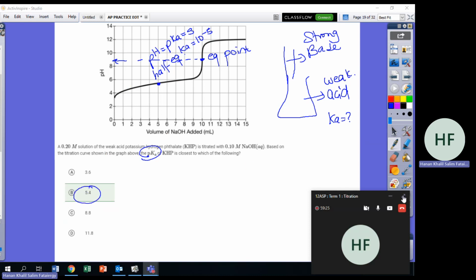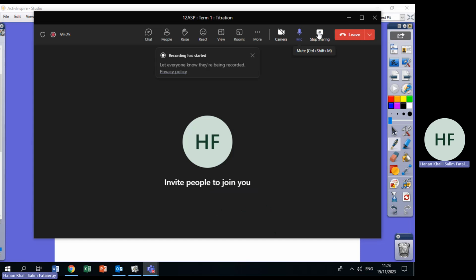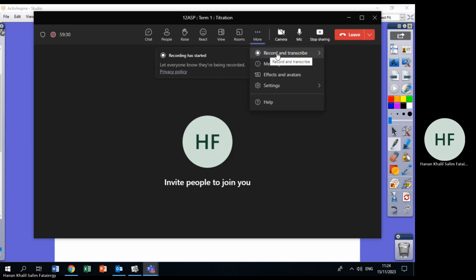Now this is the last thing you need to know in the titration. I hope it was beneficial for you.